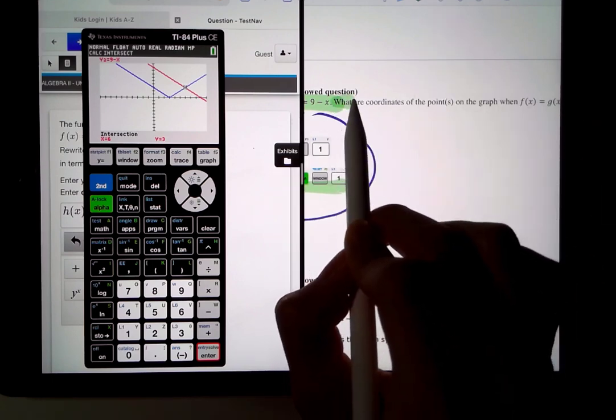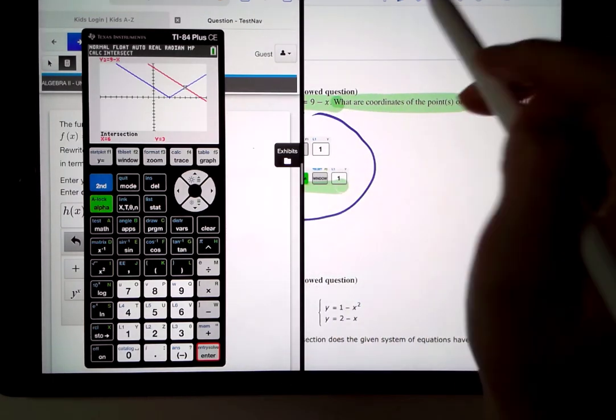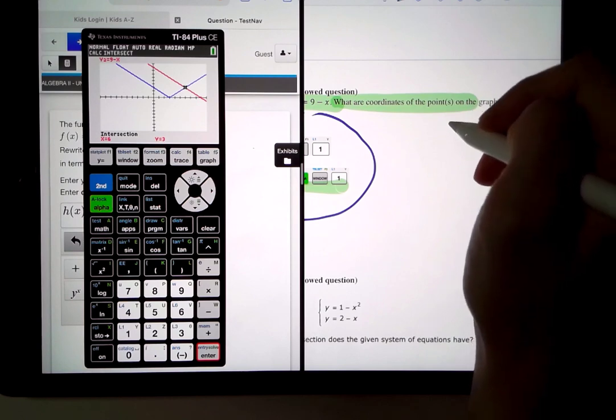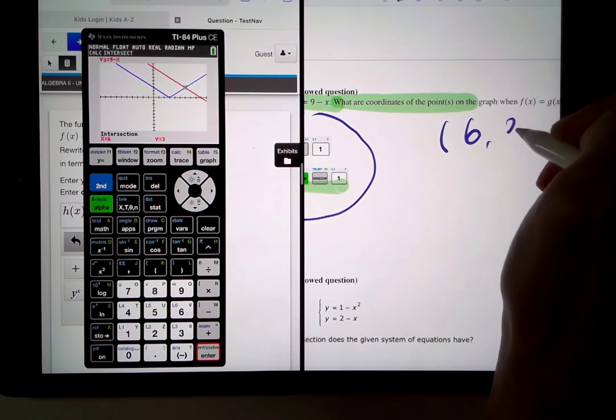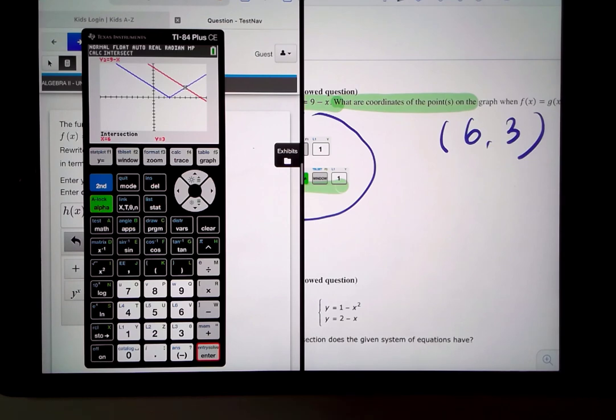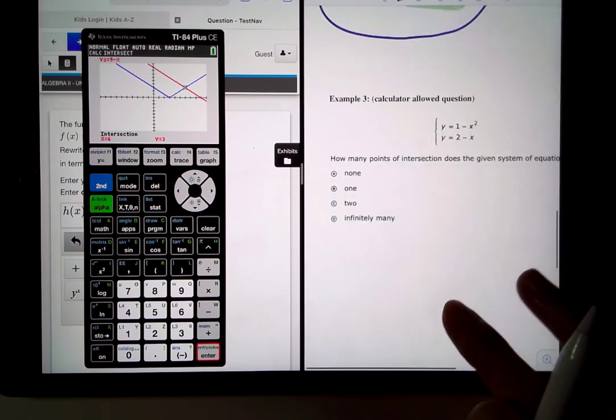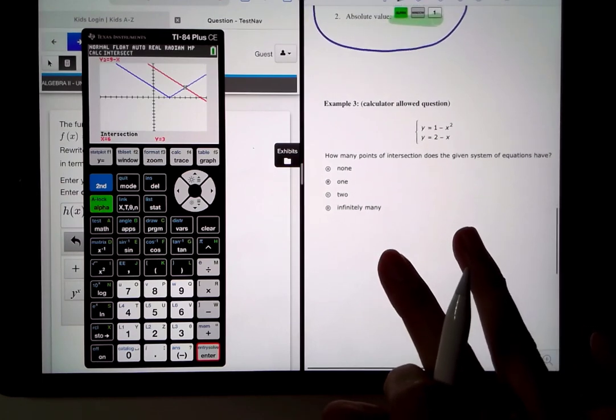But this question asks you what are the coordinates of the point, right? So let's have the coordinate pair 6, 3. All right. So if the question asks you only the x value, then you put the x value. If the question asks you the point, then you can just say 6, 3. All right.